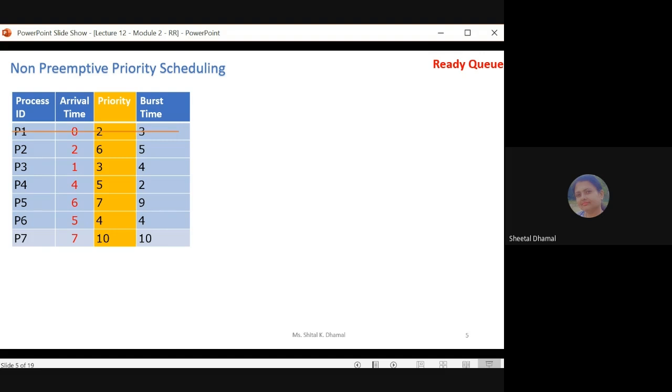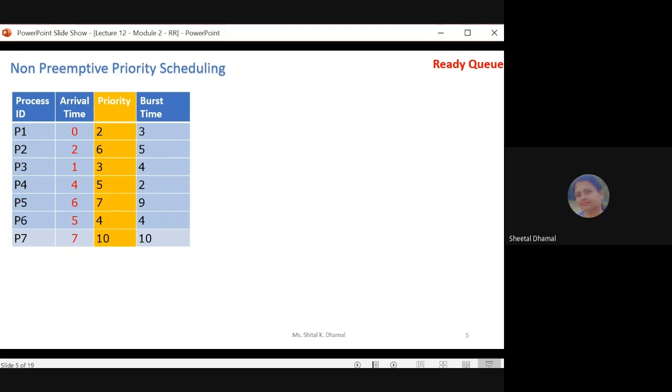Now all of you know how to select the process. Here we will start from the lowest arrival time, so you have to find the lowest arrival time. The arrival time for process P1 is 0, for P2 it is 2, and for P3 it is 1. Only one process has arrived at time 0, so the CPU scheduler will pick up process P1 from this table and place it in the ready queue.